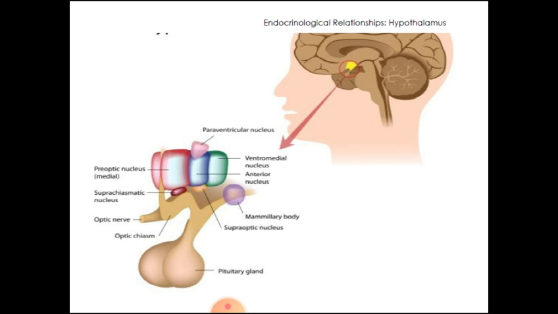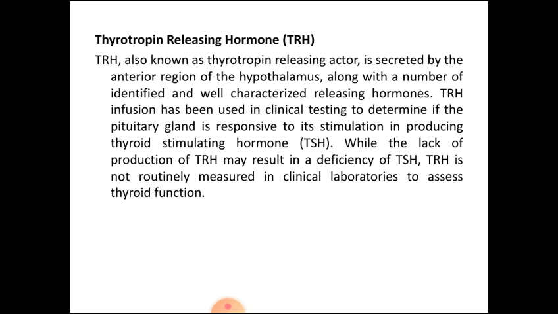Here this picture shows the relation between the hypothalamus and anterior pituitary, and it clearly illustrates that relation. The hypothalamus and regulating of thyroid hormone, we mention it in this picture. Okay, go on. Thyrotropin releasing hormone, TRH, is also known as thyrotropin releasing factor. It is secreted by the anterior region of the hypothalamus along with a number of identified and well-characterized releasing hormones.